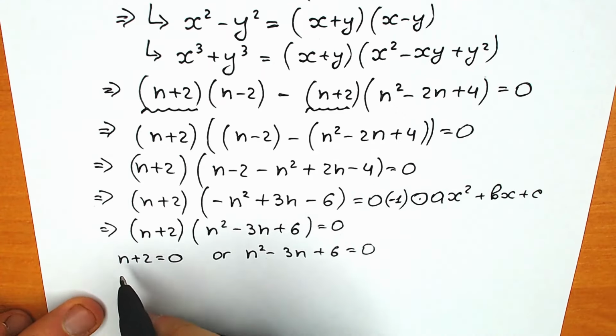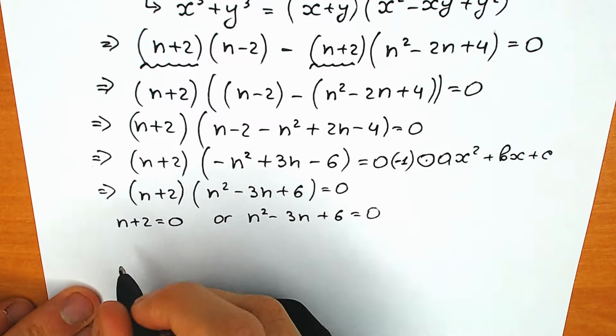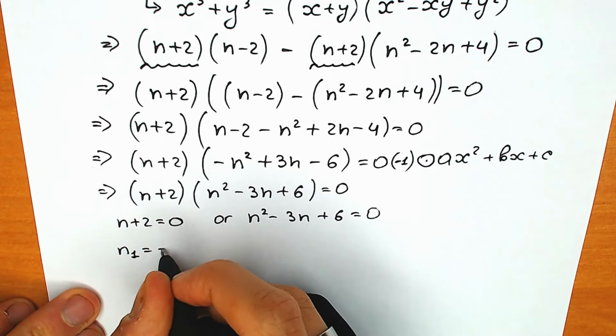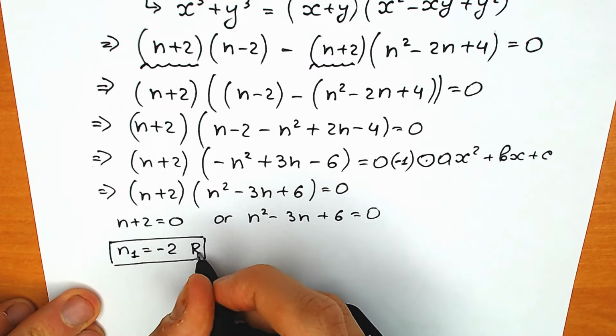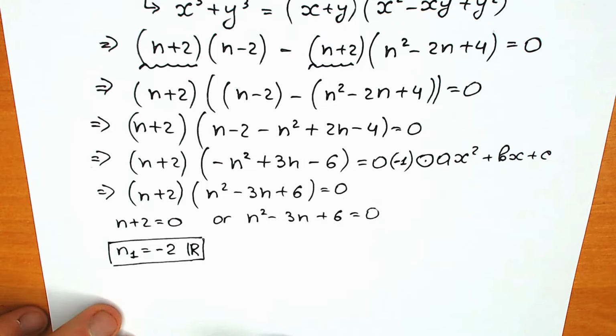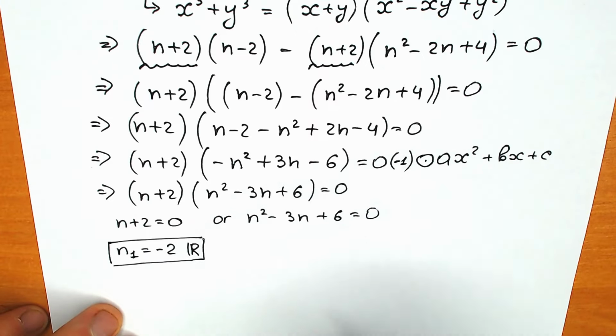Without any problems, we can easily solve our first equation, n plus 2 equal to 0. So we have n first equal to minus 2. This is our first real number root. I'm going to underline it. So this is our first real number root. And let's solve the second quadratic equation, n squared minus 3n plus 6.